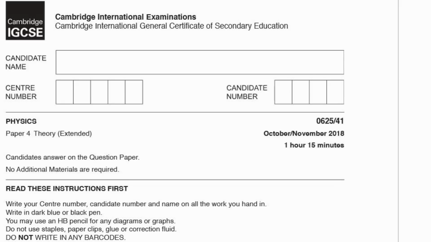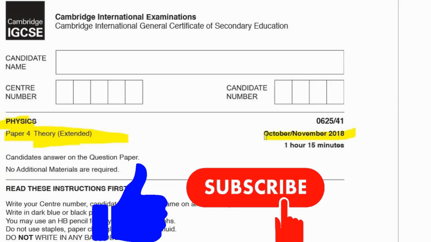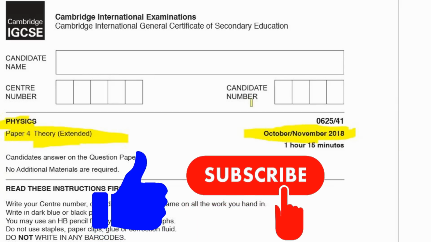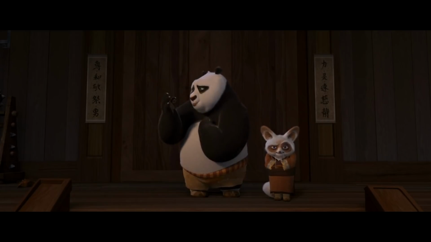Alright, today we're going to have a look at the Physics Paper 4 theory paper, which is the extended paper. This is for October-November 2018. The code is 0625/41, and this is for the Cambridge International Examination. Alright, let's begin.